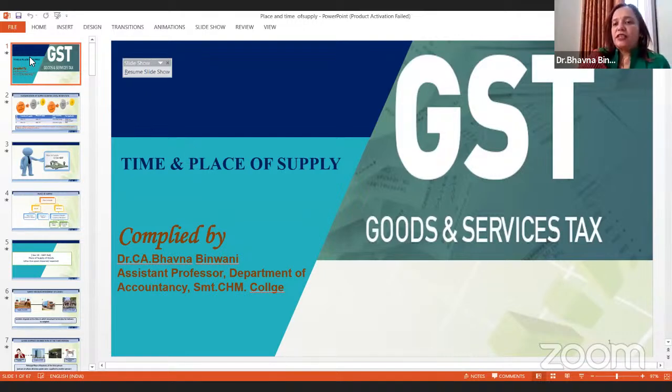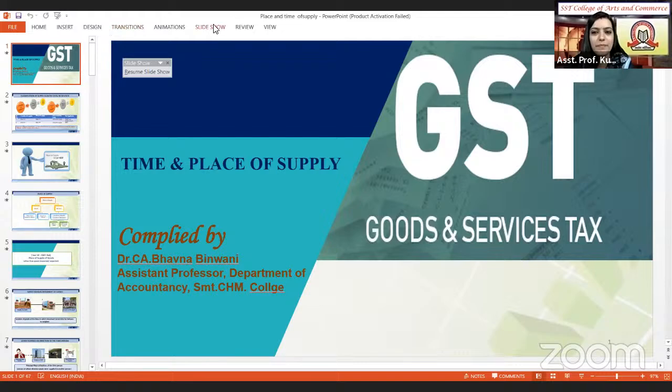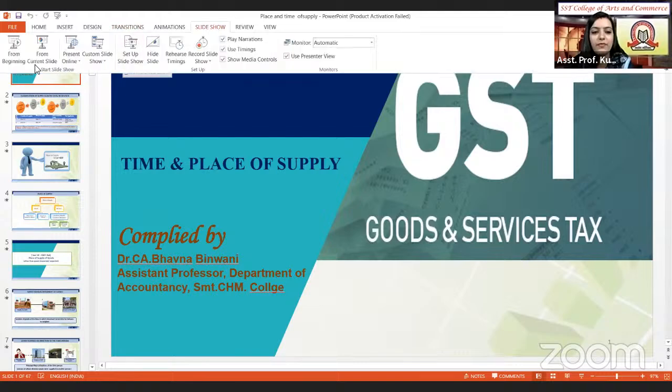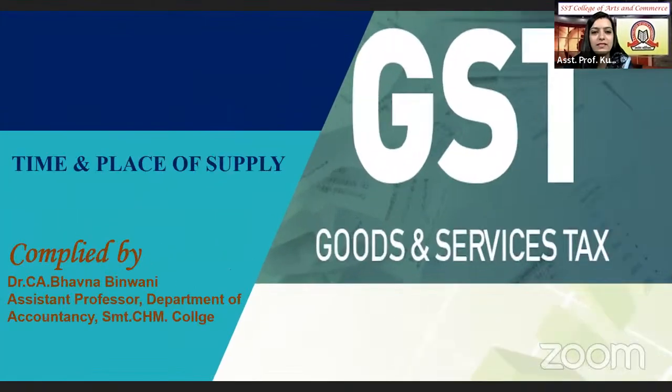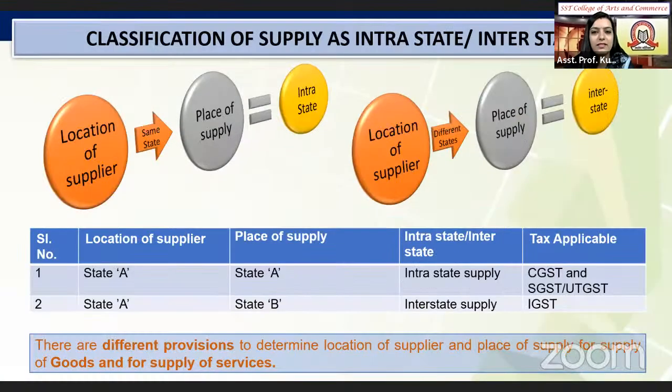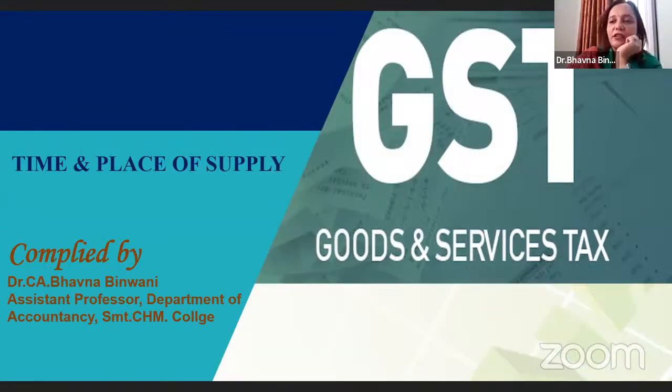Now understanding the next concept: place and time of supply. Very important. Why are place and time of supply important? Again, a full-fledged numerical question. One question would be asked on place of supply and one question would be asked on time of supply.